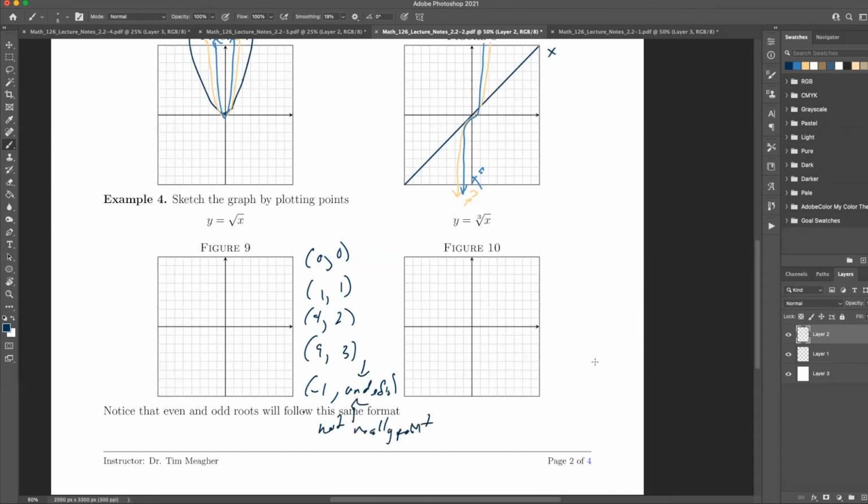Okay, so this one's not really a point. But here I start at 0. At 1, I'm at 1. At 4, I'm at 2. And then at 9, I'm at 3. And so this is my graph.